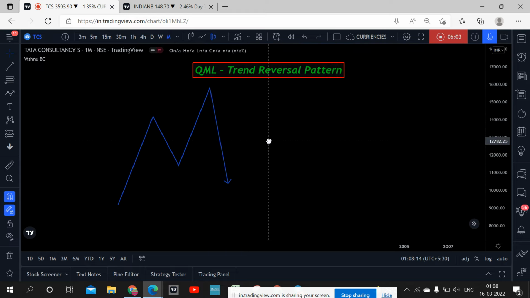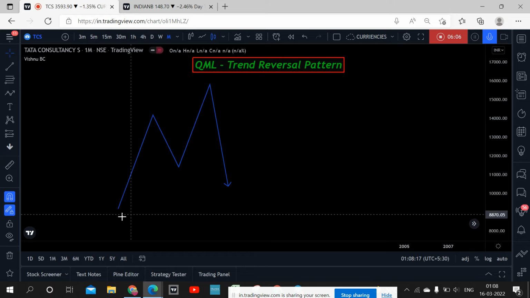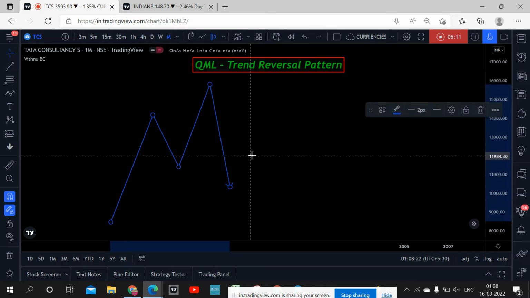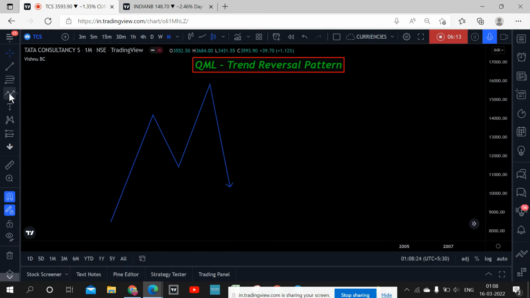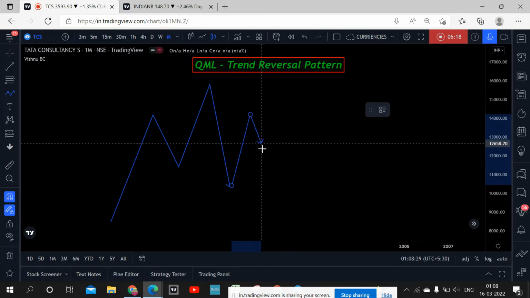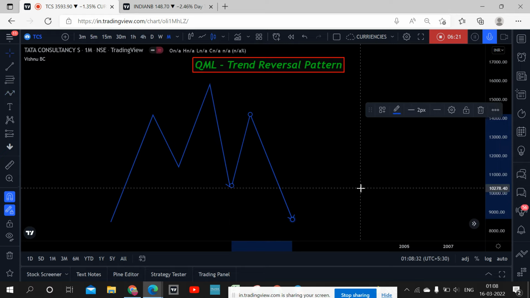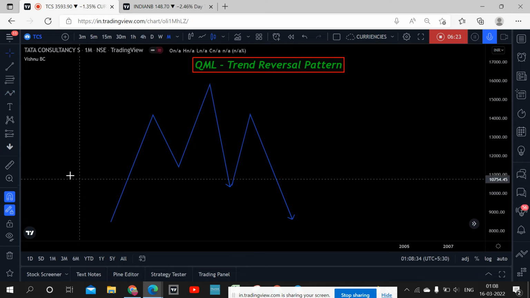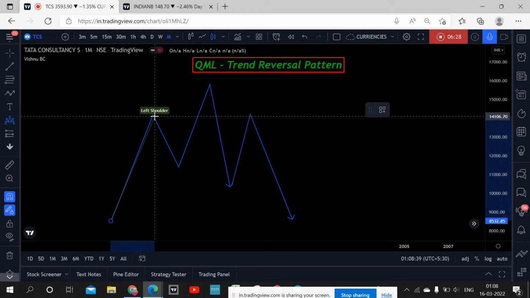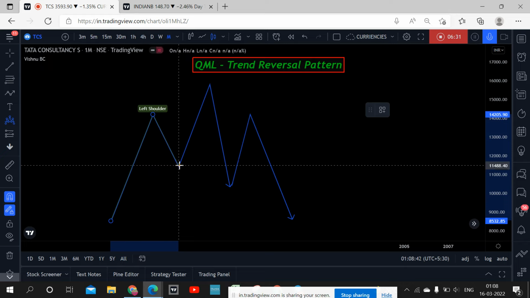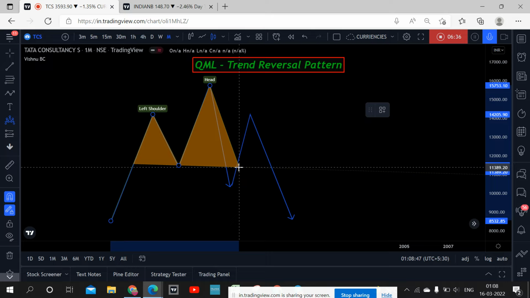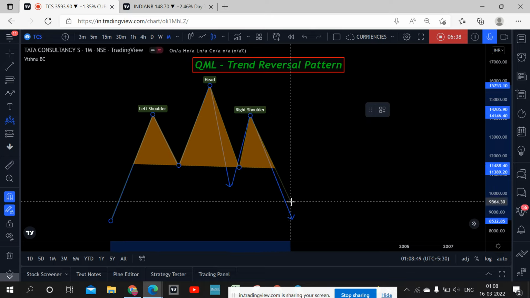So this method is nothing but basic trend analysis, and if you know a little bit about it, you'll know exactly. So Quasimodo looks like this pattern. Immediately, when people see this pattern, they might call it a head and shoulder pattern. It looks similar to a head and shoulder pattern, but in a head and shoulder pattern you need the neckline to be like this and then it will make a fall.